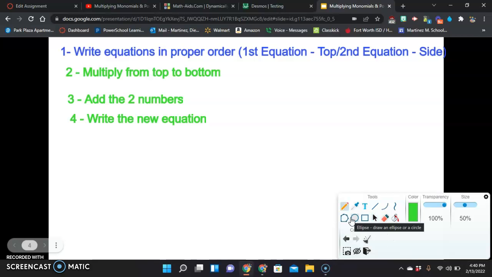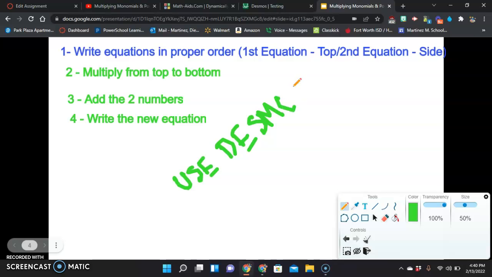And remember this key thing: use Desmos. When you use Desmos, it'll help you a lot and it'll be a lifesaver for you.